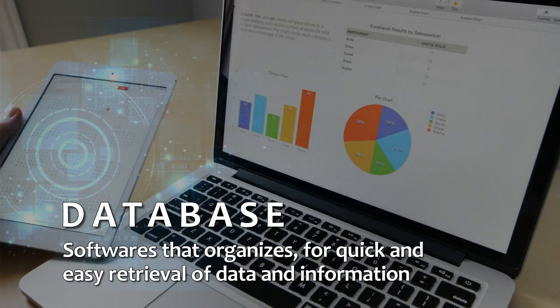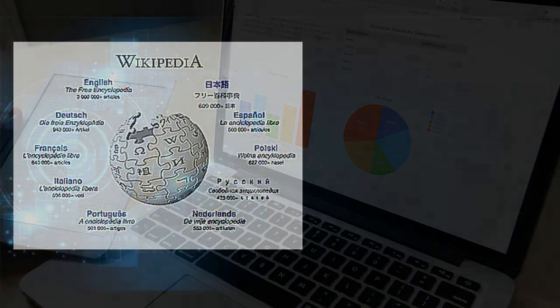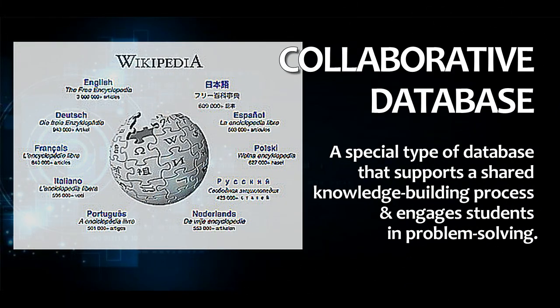Database mind tools are software that organizes data for quick and easy retrieval of data and information. Examples of these are spreadsheets and Microsoft Access. A collaborative database is a special type of database that supports a shared knowledge building process and engages students in problem solving. Examples are Wikipedia and Google Cloud.